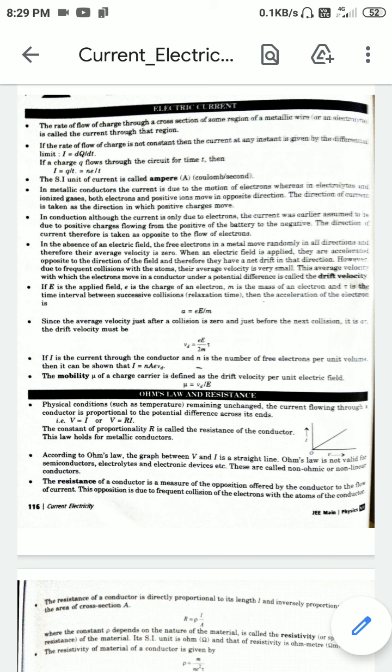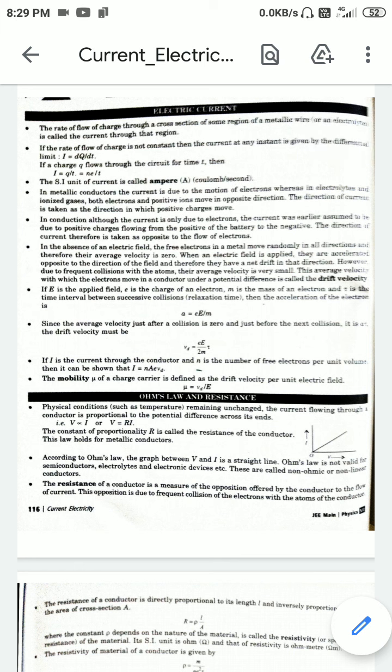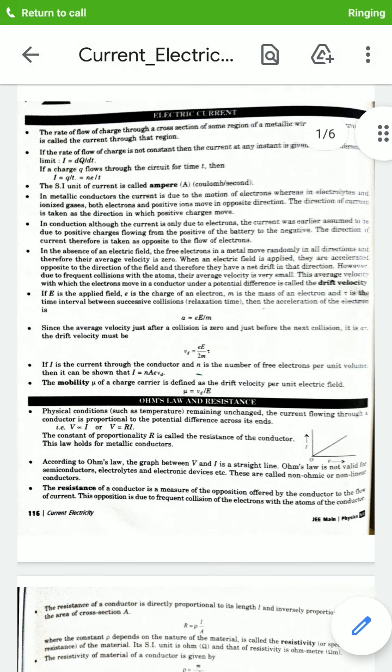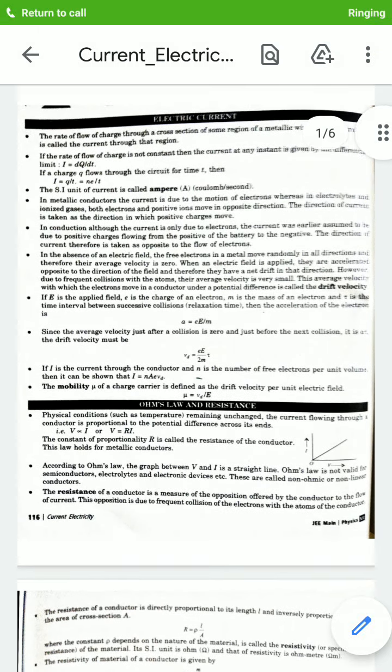Suppose capital E is the applied field, small e is the charge on the electron, small m is the mass of the electron, and tau is the relaxation time. Then the time interval between two successive collisions is the relaxation time. Then the acceleration of the electron is a = eE/m. Okay, that is eE/m.